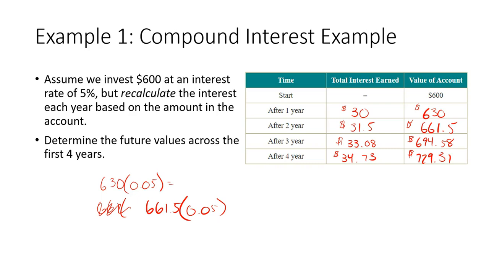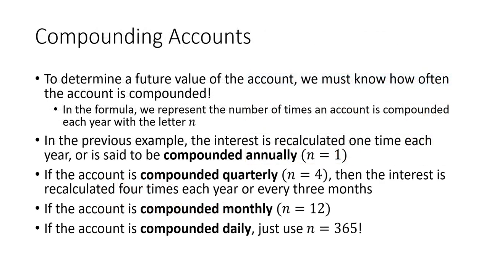As more and more years go by, the total amount of interest earned is going to get bigger and bigger. So after many years, the difference between the two accounts would be much larger than about the $10 that it is now. If we want to determine the future value of some account where the interest is compounded, then we need to know how often the account is compounded.